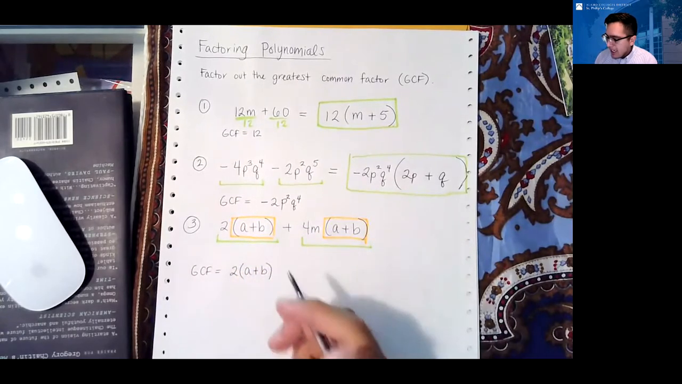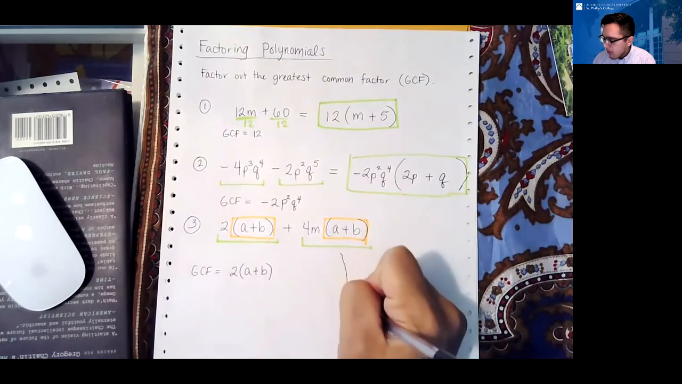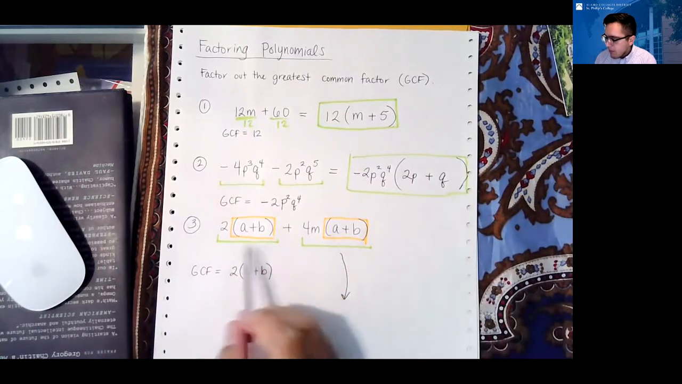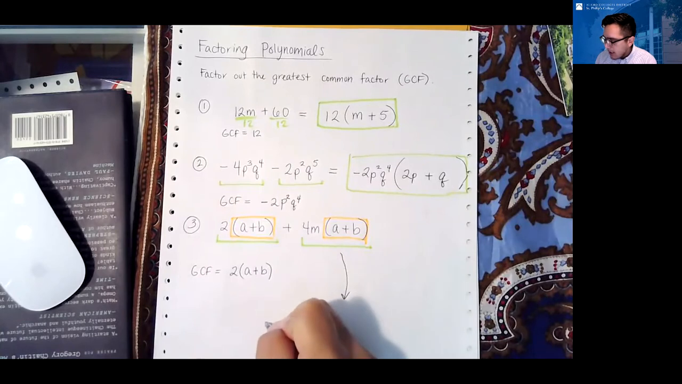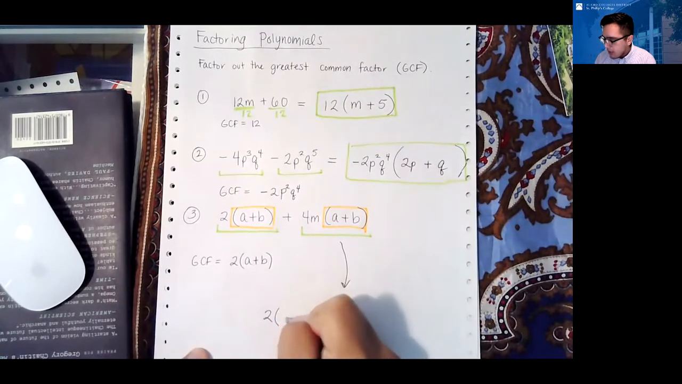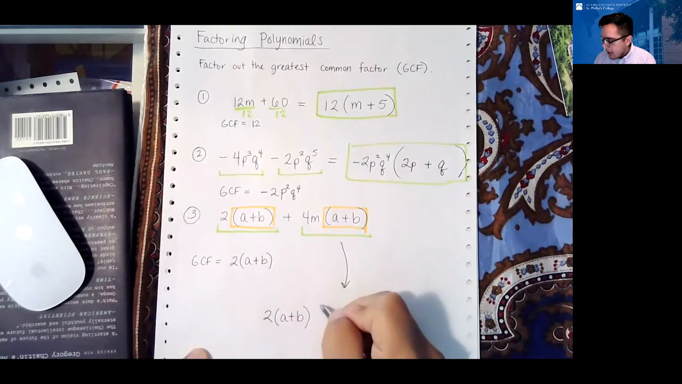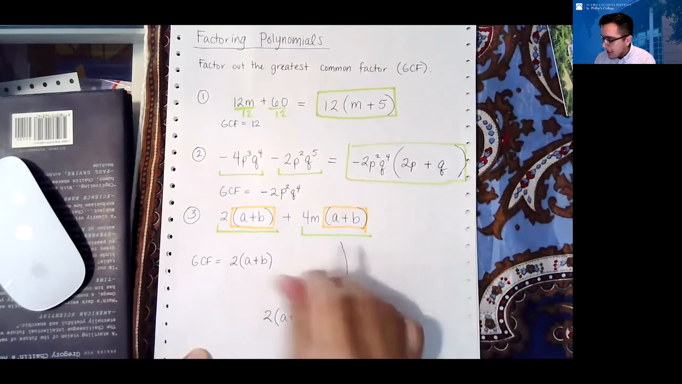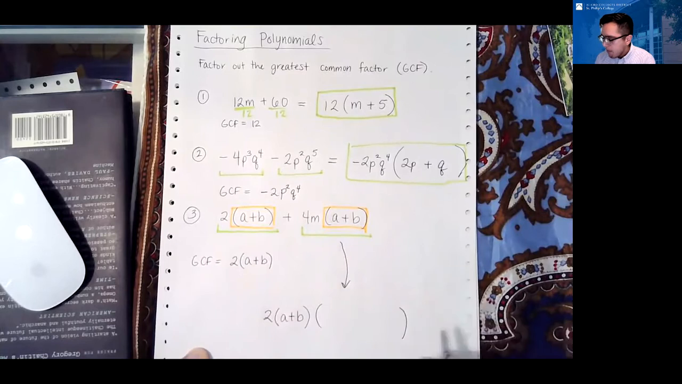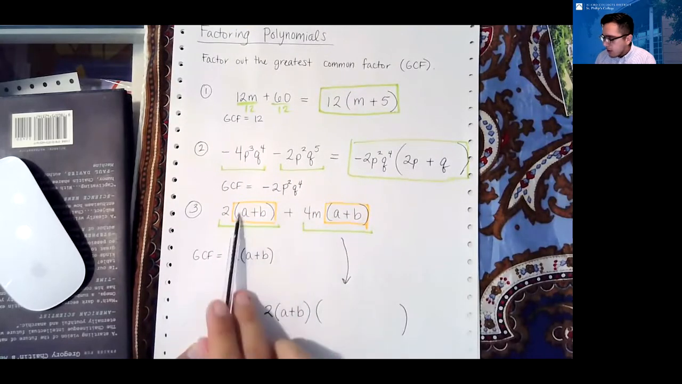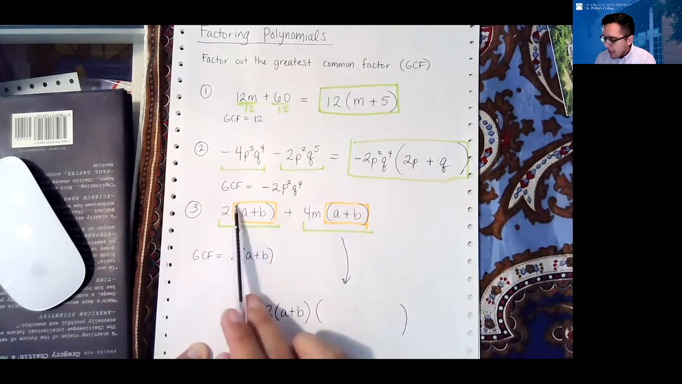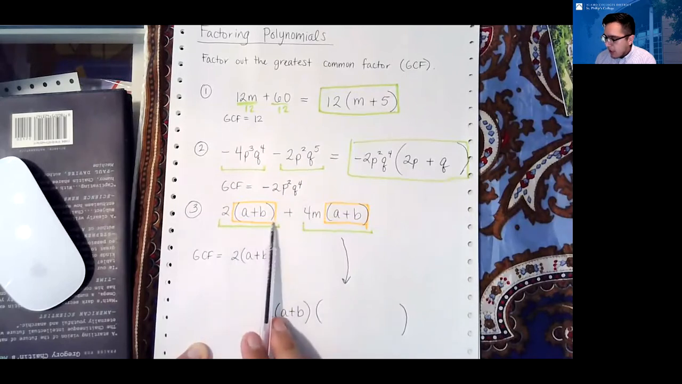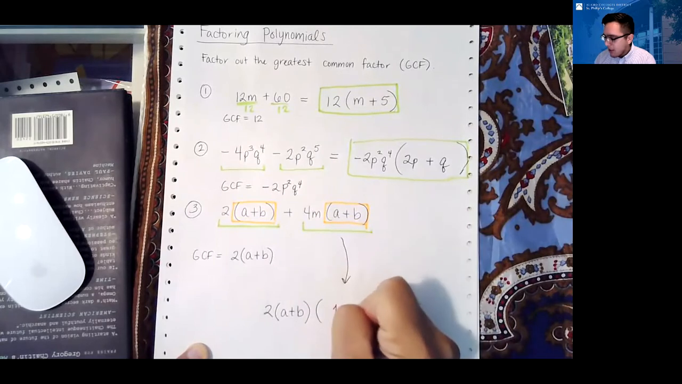And if we divide that out of the original polynomial, so let me draw an arrow, then I need to say, okay, I'm writing the GCF, 2 times a plus b. And I need to multiply that by something so that I get these 2 original terms back. Well, the first term is 2 times a plus b. So I need to multiply this by some term that will return itself. Well, that has to be the number 1.